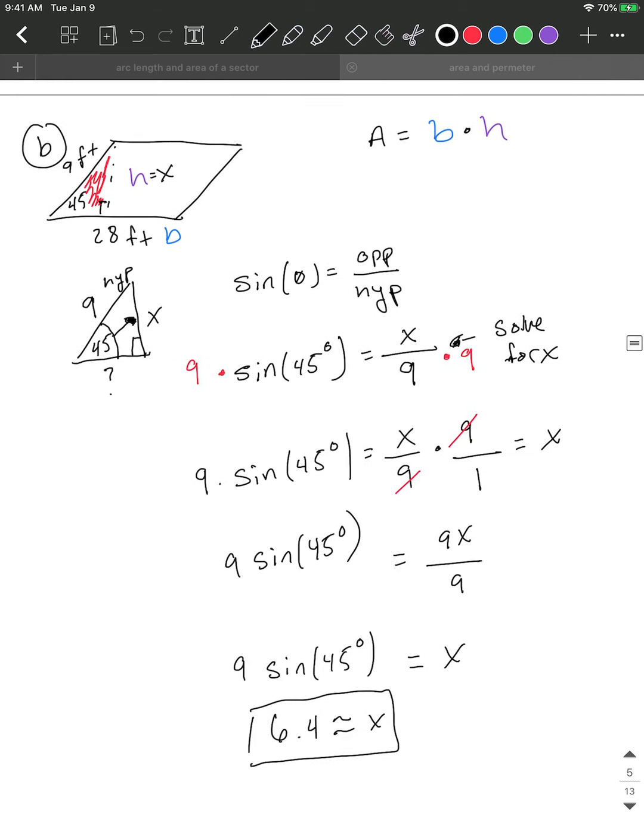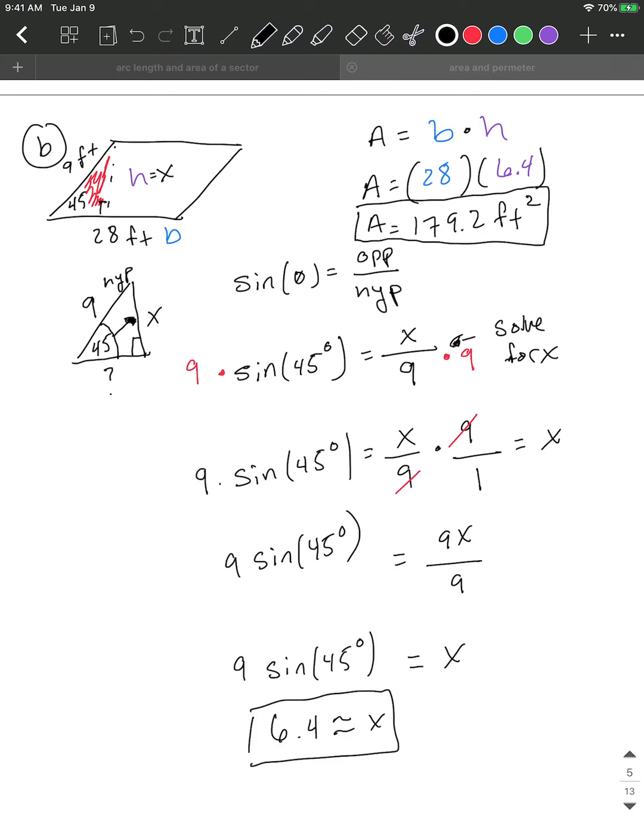So now what we know is that this is 6.4 because that was the height, and then we know the base, which turns out to be 28. So we'll do 28 times 6.4, which turns out to be 179.2. Works out just fine for us. And remember, this is feet squared. This is the unit that they're going to be using.